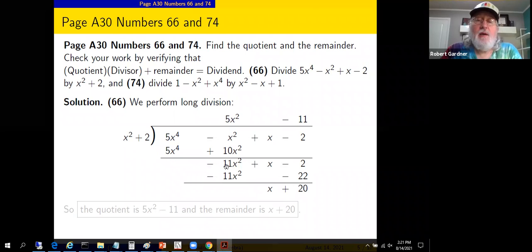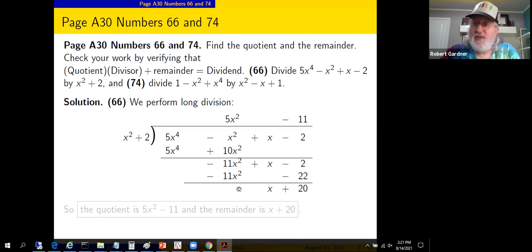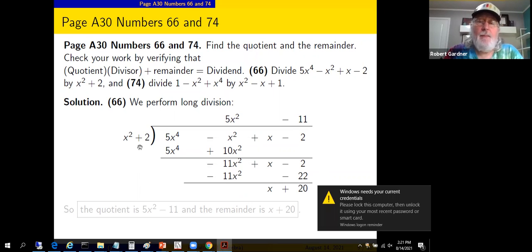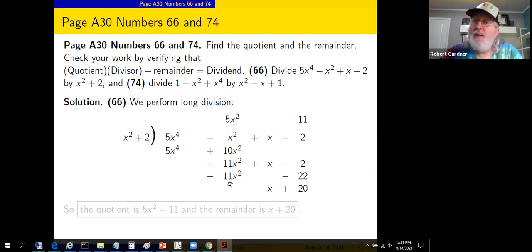Next, how many times does x squared plus 2 divide this? Well, I need a number. I need a polynomial in general, but I need a thing that, when I multiply it by this, produces this highest power of x. So we need a negative 11. Negative 11 times x squared plus 2 gives us negative 11x squared minus 22, aligning powers of x, because that's how we're going to do the arithmetic with the subtraction. So the negative 11 times this binomial produces this, and then we'll subtract.